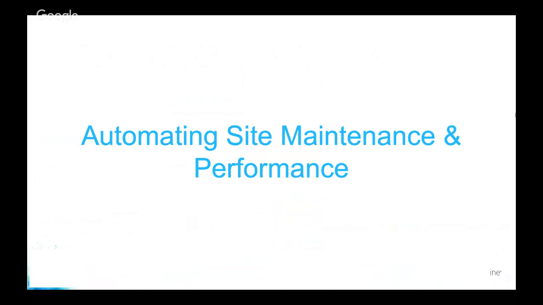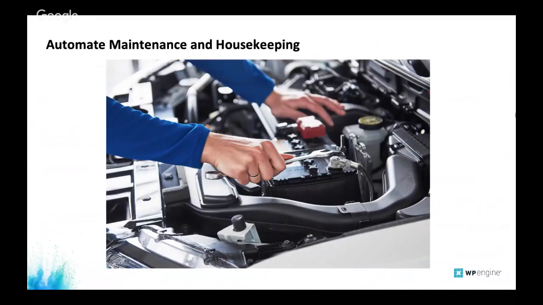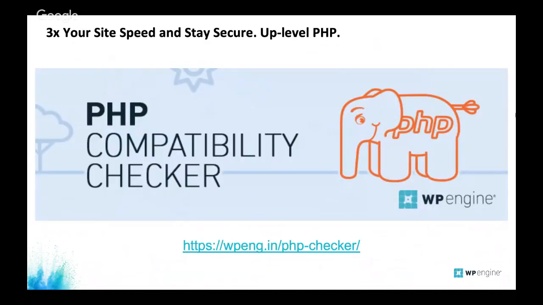Next thing we need to look to is automating site maintenance and performance. Of course, keeping your site up to date and performant and making sure everything's ticking along nicely is important. And how can we automate this? Well, there's a lot of different ways. Now, one of the things that people don't think about is their PHP version. Just recently, there's been a lot of studies across the web on how PHP versions can affect the resource usage and the speed of sites.